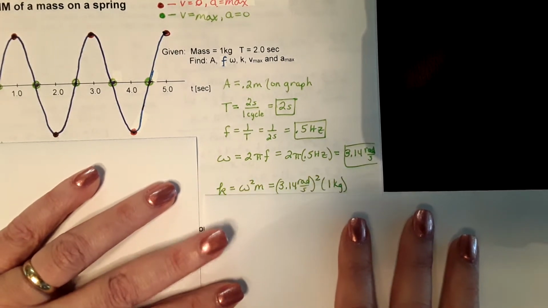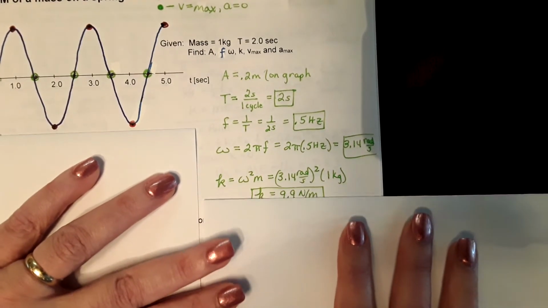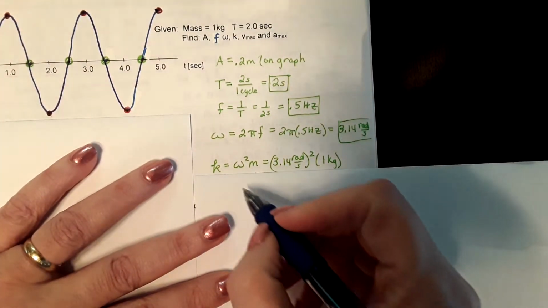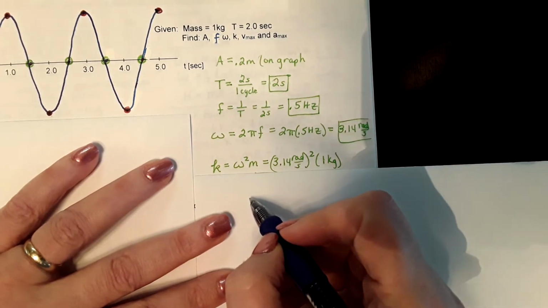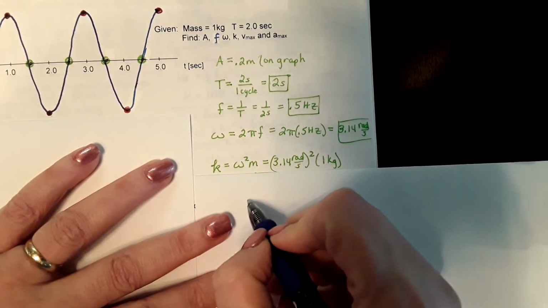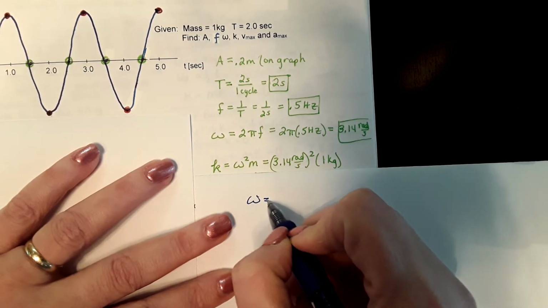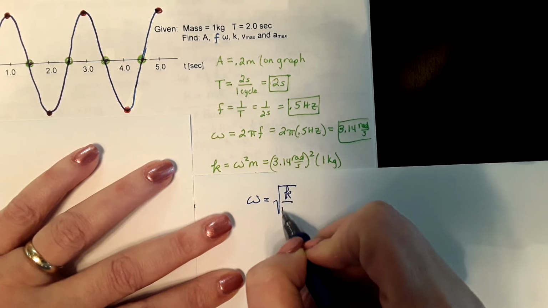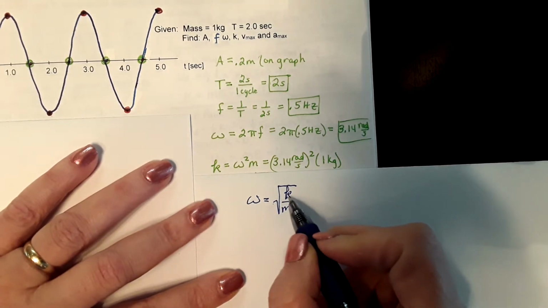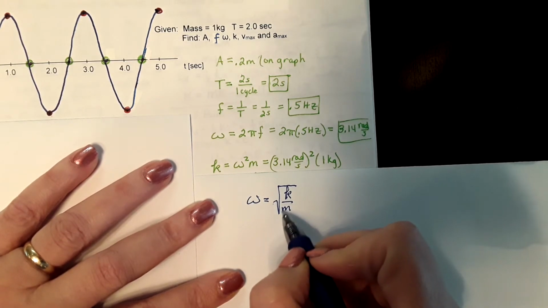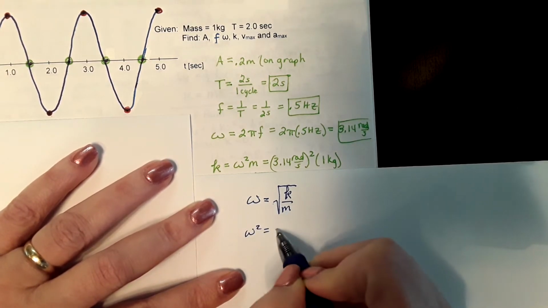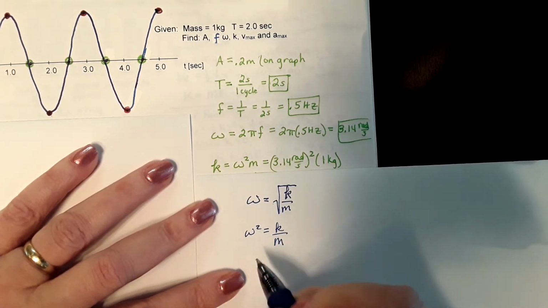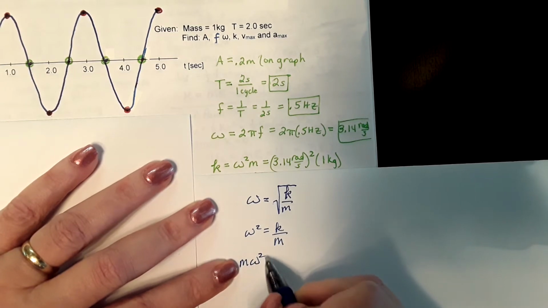Let's start with the spring constant. Now, where in the world did I get this little formula from? Okay, well, we know that the angular frequency is equivalent to the square root of k over m. So to solve for k, first we square everything, and then, because we're dividing k by m, we have to multiply it on the other side.